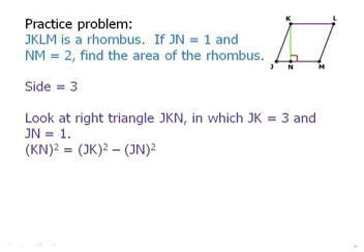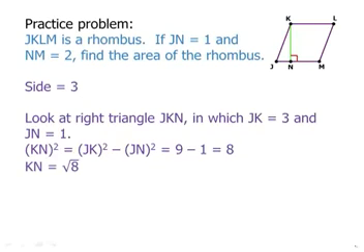Well, we use the Pythagorean theorem in that triangle to find KN. KN squared equals JK squared minus JN squared. 3 squared is 9, so 9 minus 1 is 8. That means that KN is the square root of 8. Of course, we can simplify that down to 2 root 2. And that is the height of the rhombus.